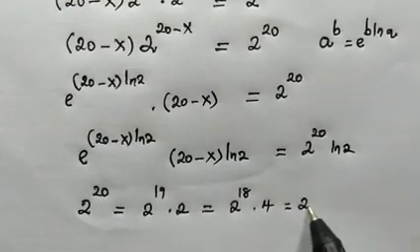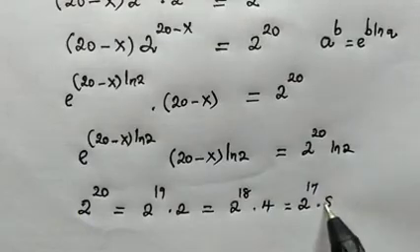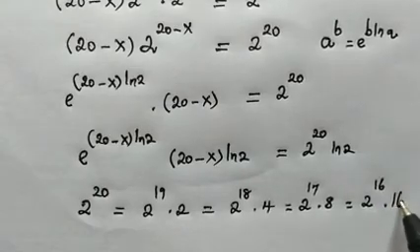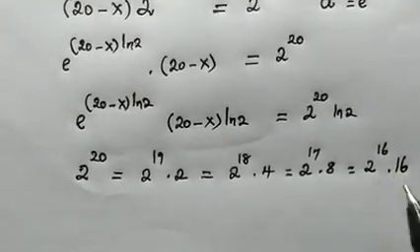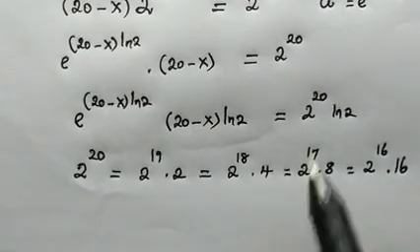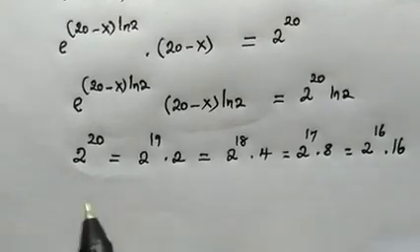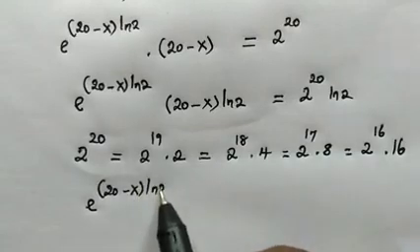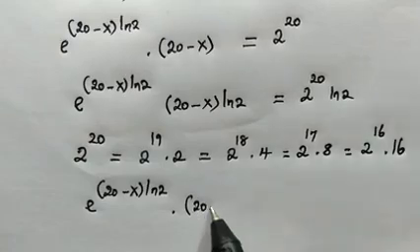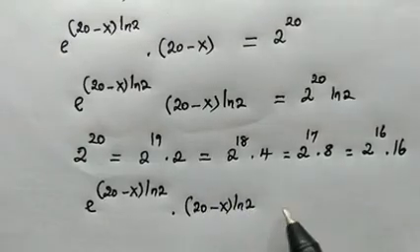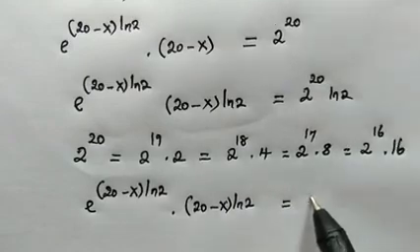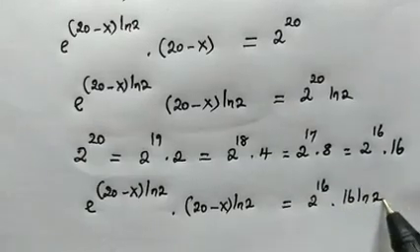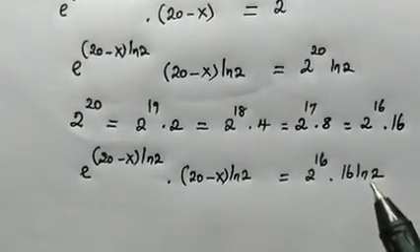So if we continue, we get 2 to the power of 17 times 8. I think so, yeah. We get 2 to the power of 16 times 16. Amazing. So this, we're going to put it here in place of 2 to the power of 20. So from the left hand side already, we have e to the power of 20 minus x times the ln of 2 times here 20 minus x times the ln of 2. So this will be equal to, here we write as 2 to the power of 16 times 16 times the ln of 2. There's a very nice reason for this.